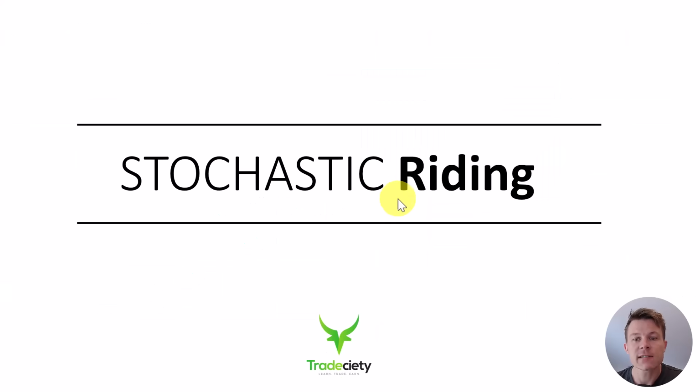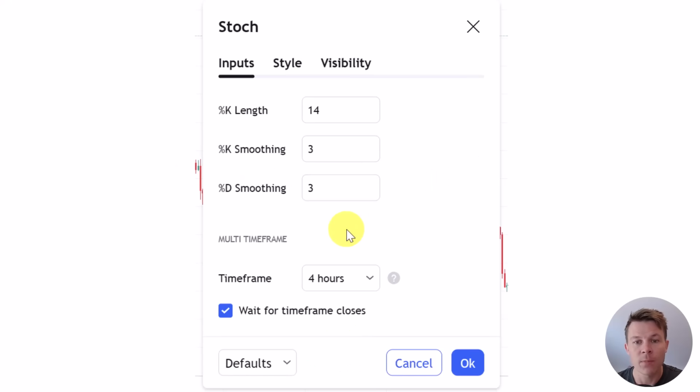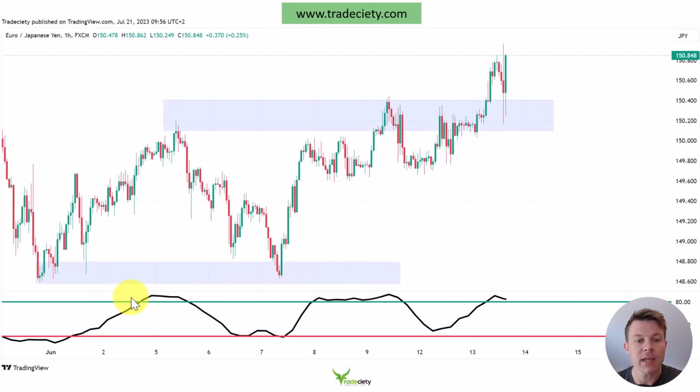trend. Stochastic riding is something that often blows people's minds because it shows you how to use the stochastic in a real way. One tip, I use the stochastic on the 1 hour, but when you open the settings on the stochastic, I set the time frame to 4 hours. And what this does is that it gives me here the stochastic from the 4-hour time frame, but as you can see, we are on the 1-hour time frame, and here's where we look for signals.